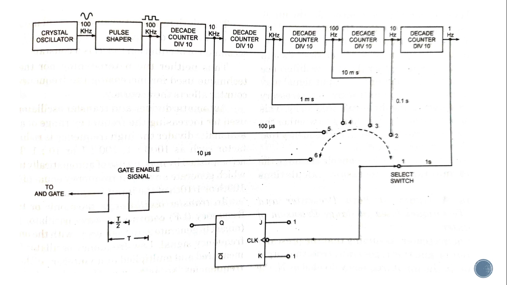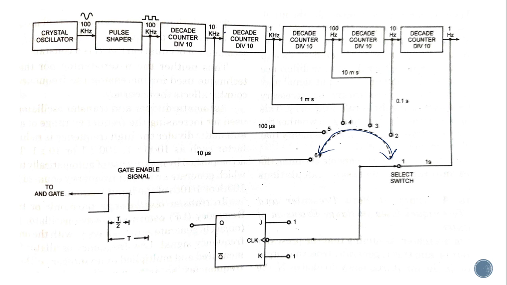So you can take multiple outputs. You can see over here you're able to take an output of 100 kilohertz. Then you divide it by 10, you get 10 kilohertz. Then you divide it by 10, you get 1 kilohertz. So according to your requirement, you have a range of output over here. You have 10 microsecond, 100 microsecond, 1 millisecond, so on and so forth. Okay, so this is your particular time.